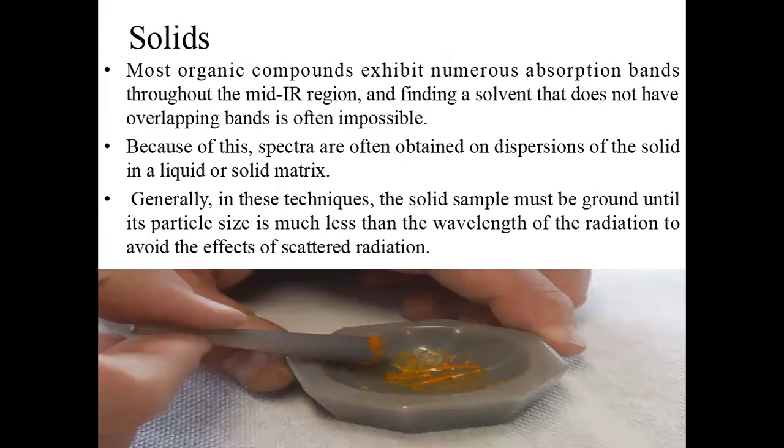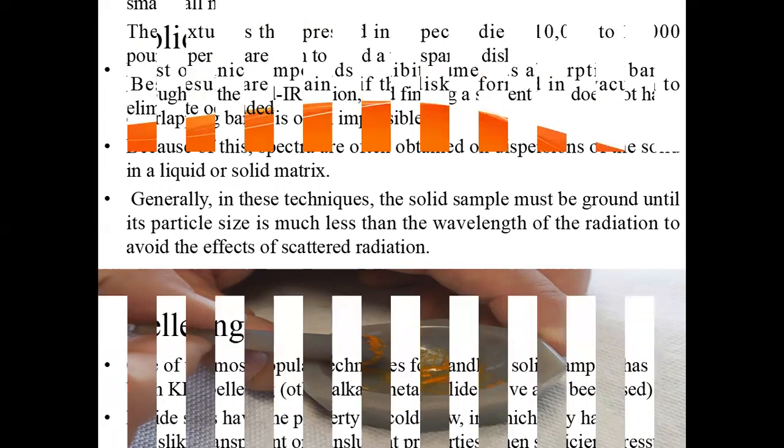Solids. Most organic compounds exhibit numerous absorption bands throughout the mid-IR region, and finding a solvent that does not have overlapping bands is often impossible. Because of this, spectra are often obtained on dispersion of the solid in a liquid or solid matrix. Generally, in these techniques, the solid sample must be ground until its particle size is much less than the wavelength of the radiation to avoid the effects of scattered radiation.